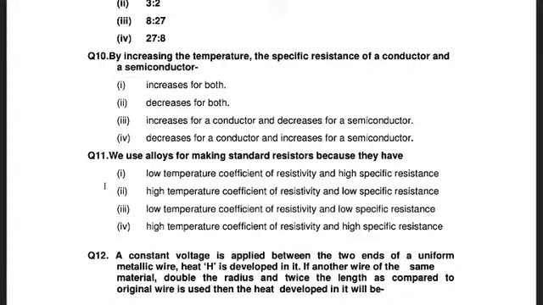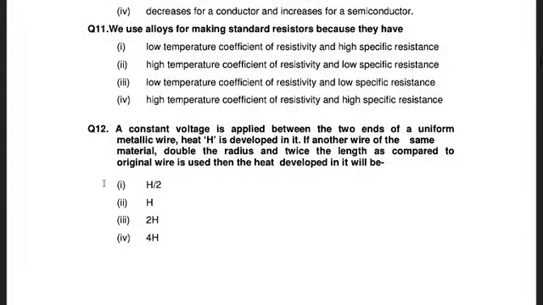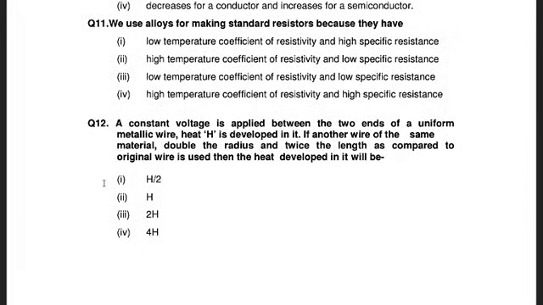Question number 12. A constant voltage is applied between the two ends of a uniform metallic wire. Heat H is developed in it. If another wire of the same material, double the radius and twice the length as compared to the original wire, is used, then the heat developed in it will be: option 1, H by 2; option 2, H; option 3, 2H; option 4, 4H.